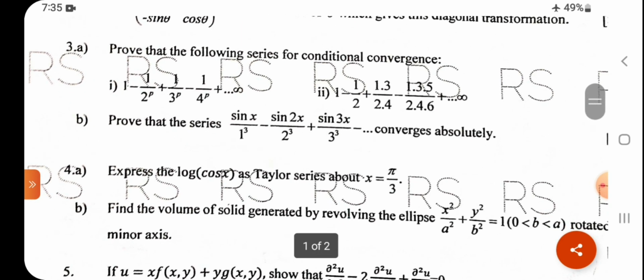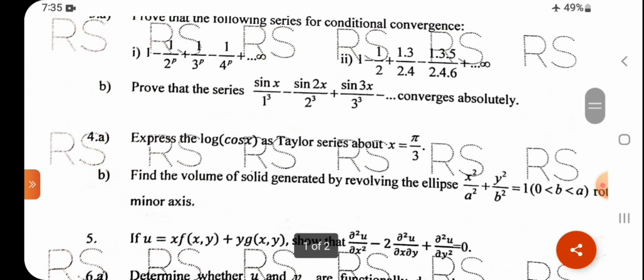Then you go for the modulus for this. Fourth b bit: express log cos x as a Taylor series. So the point is given. Obviously you can go and find out the expansion for this. You start with f of x equal to logarithm of cos x and find out the different derivatives for that.